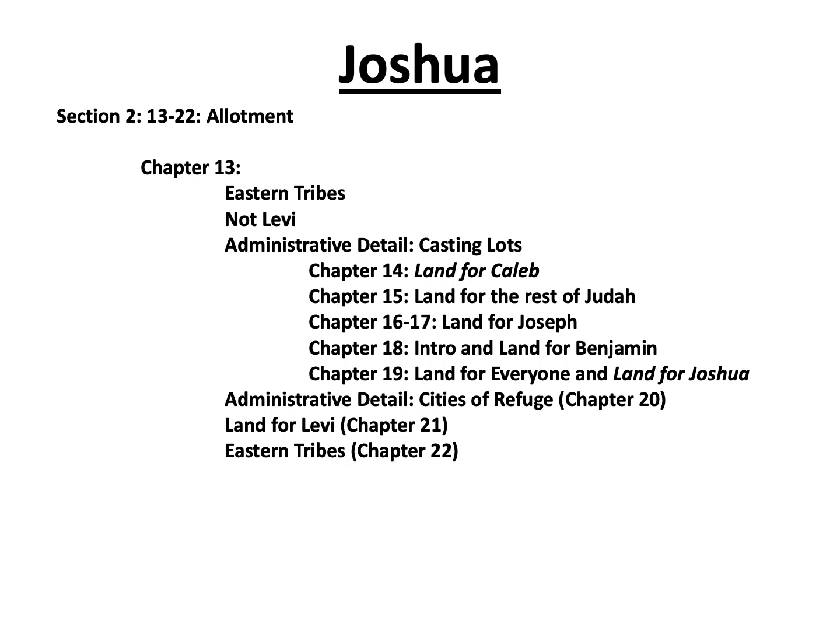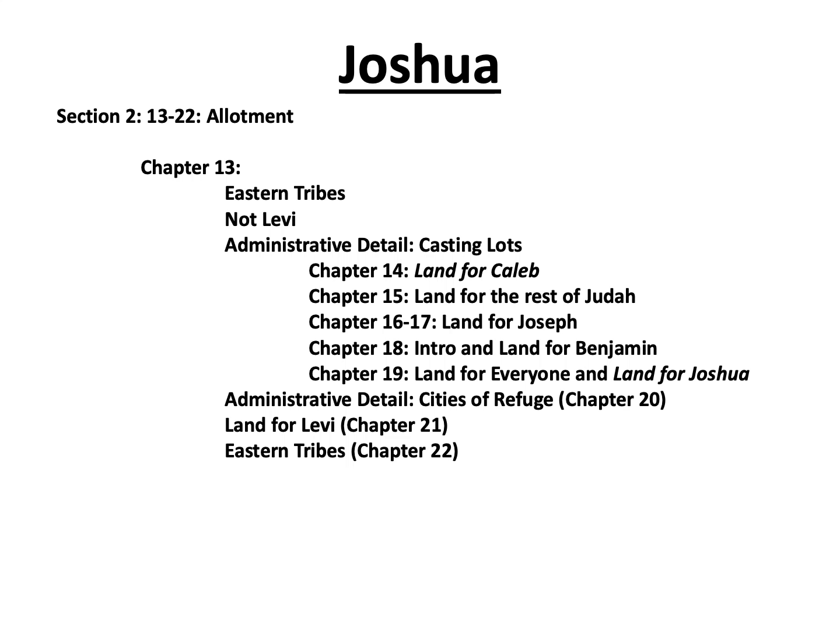Chapters 14 through 19 form the middle of this section. Chapter 14 begins with land for Caleb, and chapter 19 ends with land for Joshua. We have the two tribes here bookending this section. Chapter 15 is land for Judah, chapter 18 is land for Benjamin, and right in the middle we have land for Joseph. Chapter 19 ends up with land for everyone else that didn't get mentioned in chapters 14 through 18.